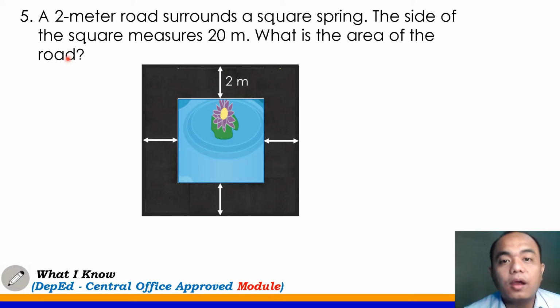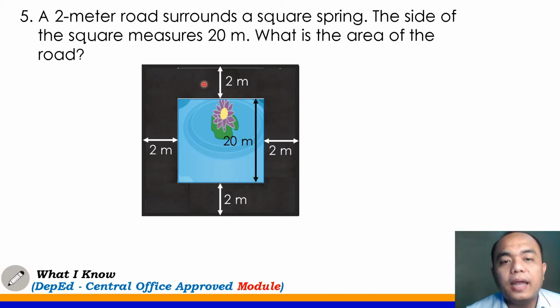And the square spring measures 20 meters. Yan. What is asked in our problem here is the area of the road. Ito yung area ng road ang hinahanap. So, ilagay natin sa ating isip na this is the shaded part. And this square spring will represent your unshaded part para mas madali. Diba? Kasi nasanay na tayo sa shaded at unshaded. Mas madali naman tandaan yon, diba?